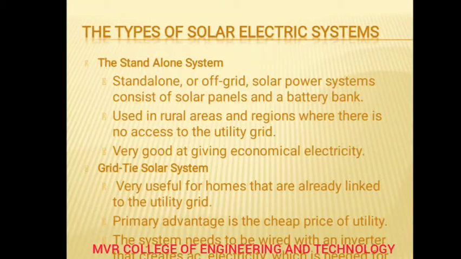So this is about the standalone system, and next is the grid tie solar system. It is very useful for homes that are already linked to the utility grid, and the primary advantage is the cheap price of the utility. The system needs to be wired with an inverter, which creates the AC electricity that you need. I mean to say, you can use this grid tie system in your home directly by using the converter and the battery tank. It is very cheap, nearly 10,000 or 12,000. You have to buy a battery and a converter unit to convert DC into AC again. By using the inverter, you can use your electricity in your home. So these are the two types of solar electric system.